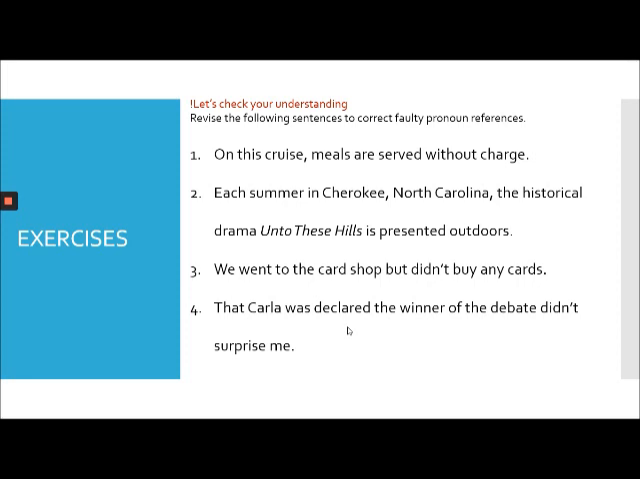So do not forget that we have to make sure the readers will be able to identify who we are referring to when we use pronouns.